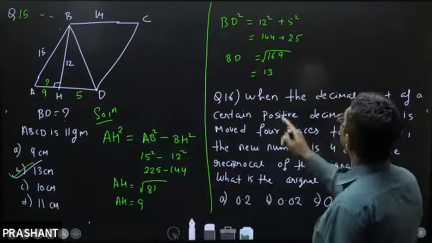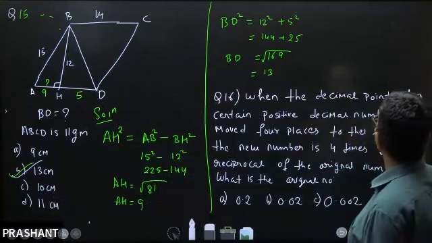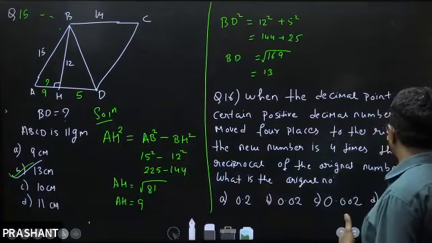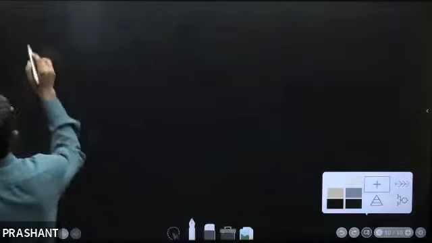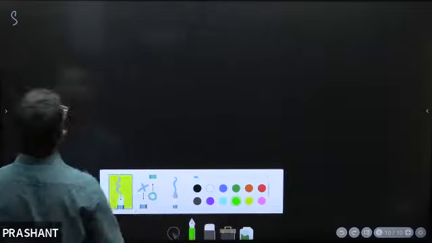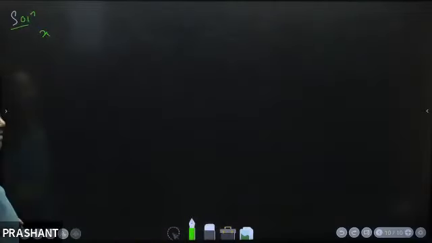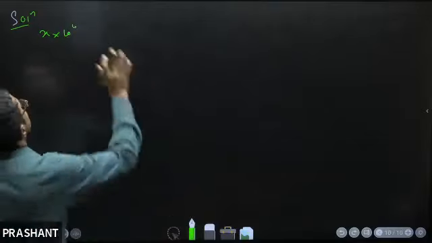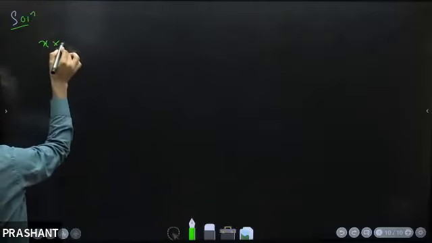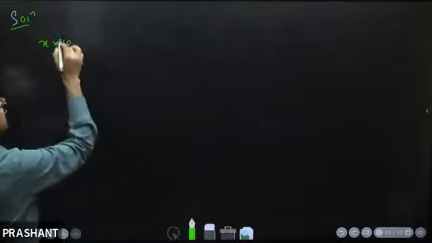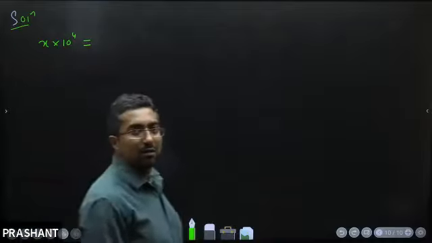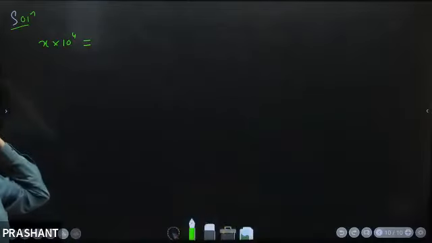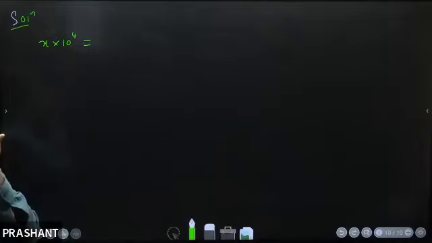We'll solve it now. तो यहाँ पर क्या बोला है? When a decimal point of a certain positive decimal number is moved 4 places to the right. तो अगर हम बोलते हैं number is x, so when you shift the decimal places 4 places to the right, that means you have to multiply it by 10 to the power 4. करेक्ट? समझ में आया कि नहीं आया? सर -4? नो, -4 करोगे तो लेफ्ट में चला जाएगा, +4 करोगे तो राइट में जाएगा डेसिमल प्लेस.